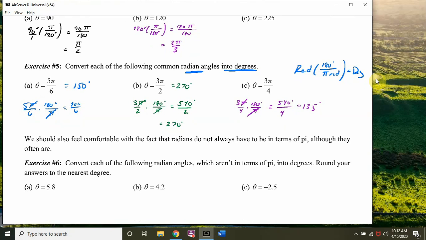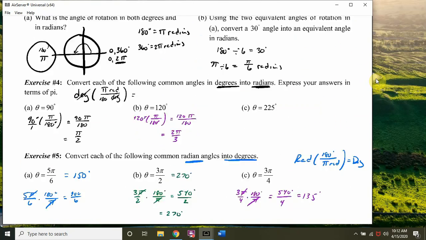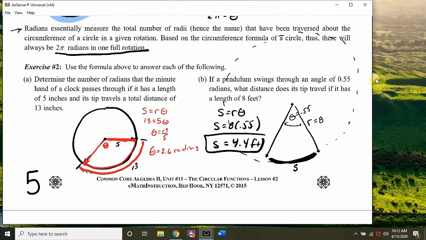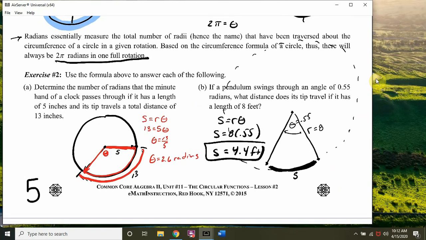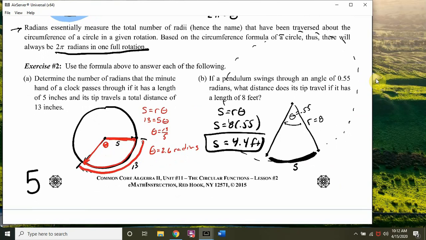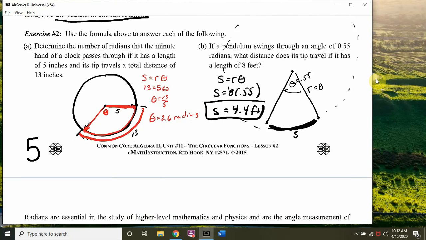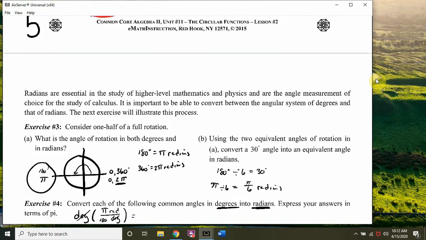Now, we should also feel comfortable with the fact that radians do not always have to be in terms of pi. Although often they are, they're not always going to be. Convert each of the following radian angles, which aren't in terms of pi, into degrees. And by the way, those pendulum problems and clock problems were not in terms of pi either. Those were radian angles, but not in terms of pi. 2.6 radians, 0.55 radians. So they're not always in terms of pi, okay?